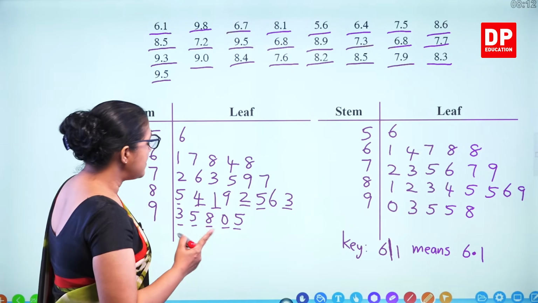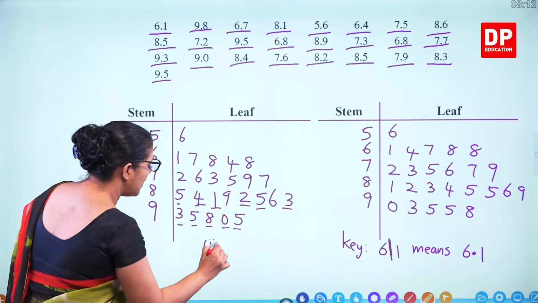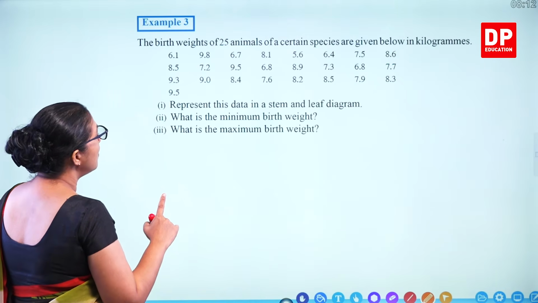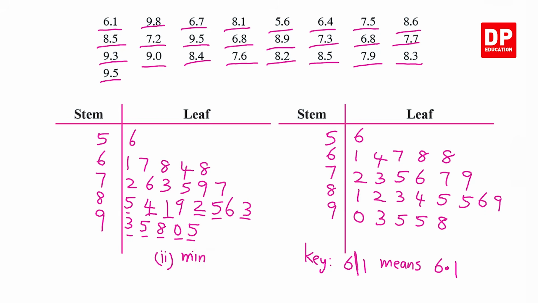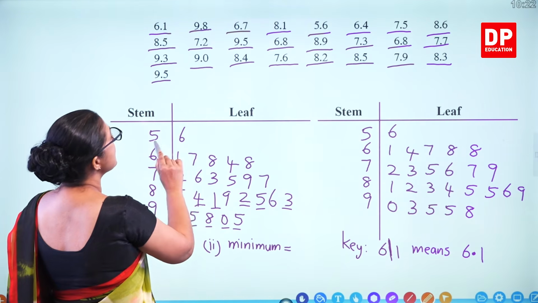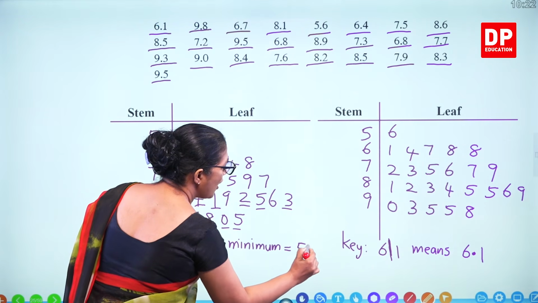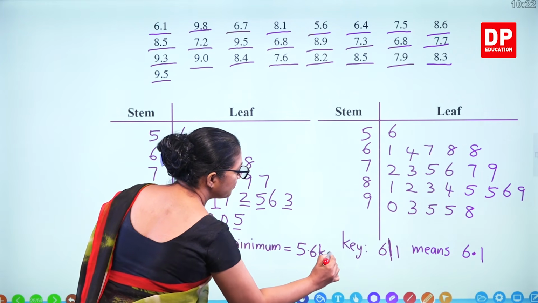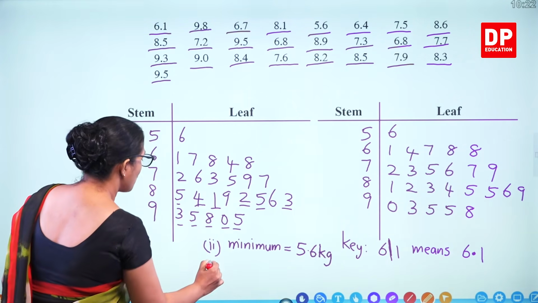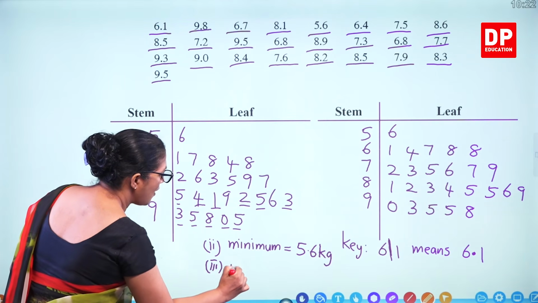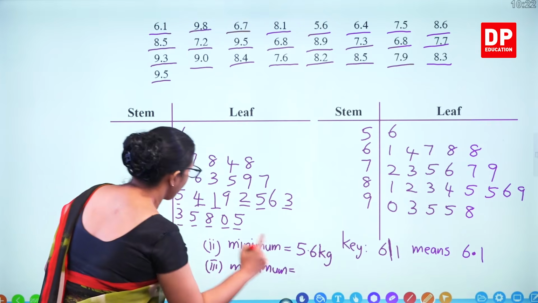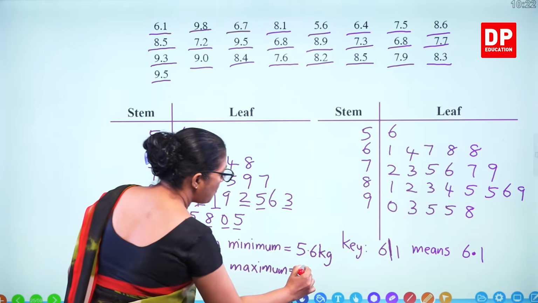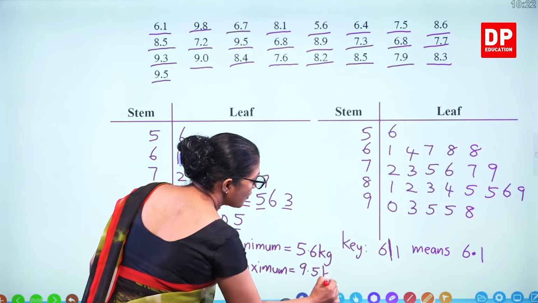And now we can easily identify the minimum and the maximum. So what's the minimum? 5, 6. That means 5.6 kilograms because these are decimals. So what's the maximum value? 9.5 kilograms.